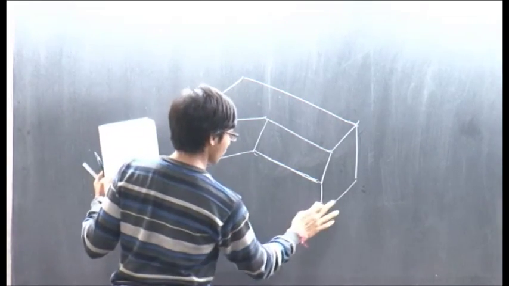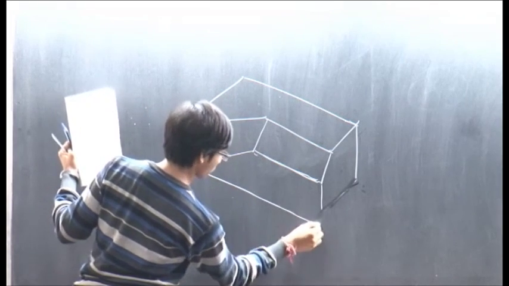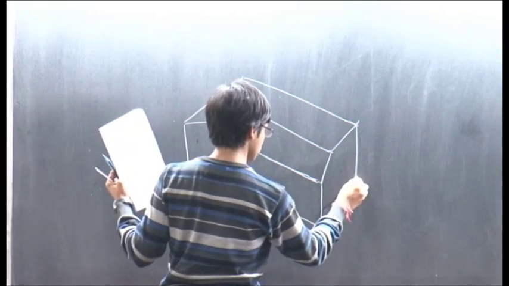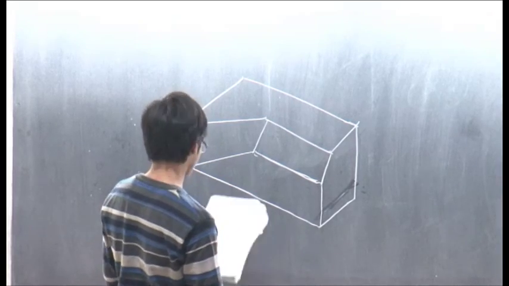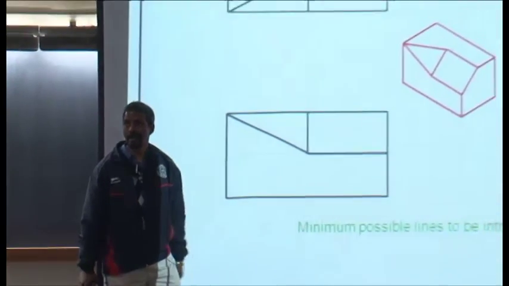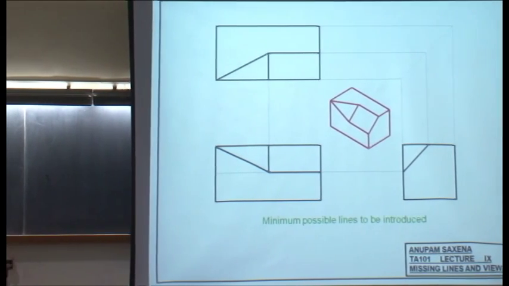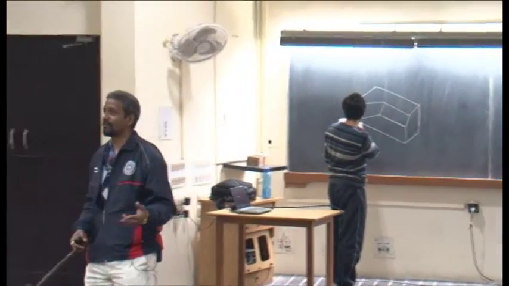Minimum possible lines are to be introduced. This is the unsaid understanding, unsaid statement. Theoretically, I can introduce a square here, a square there, and I get a block. I can do that as many number of times as possible. Nobody stops me from doing that. But then I'm not looking at multiple possibilities.